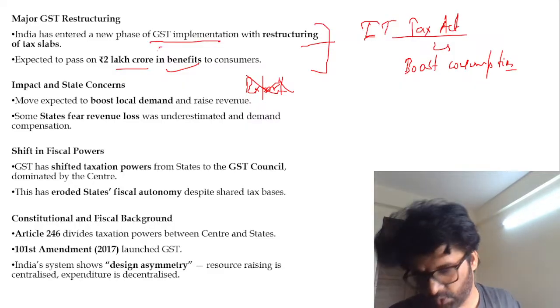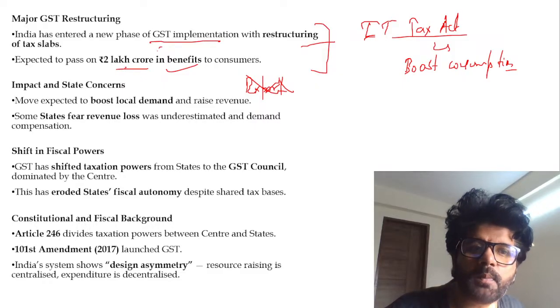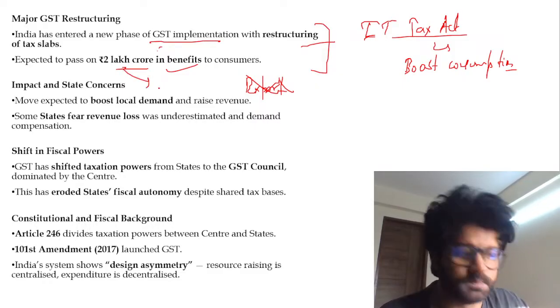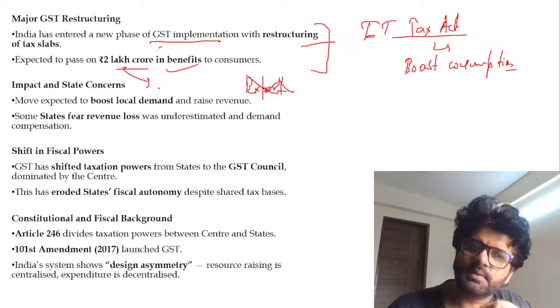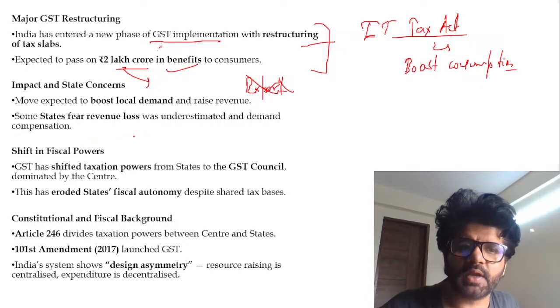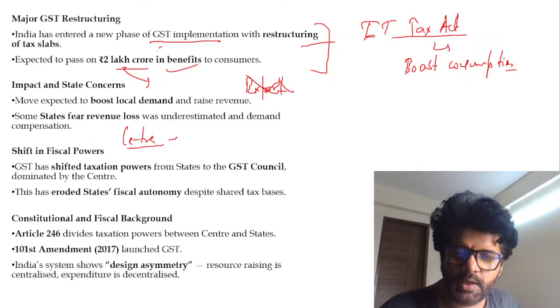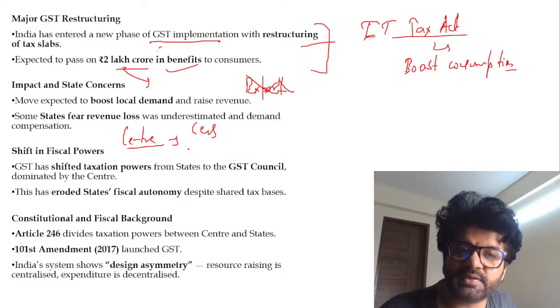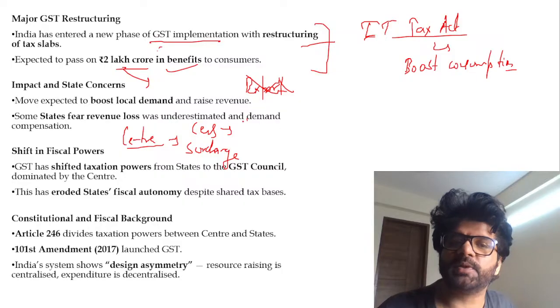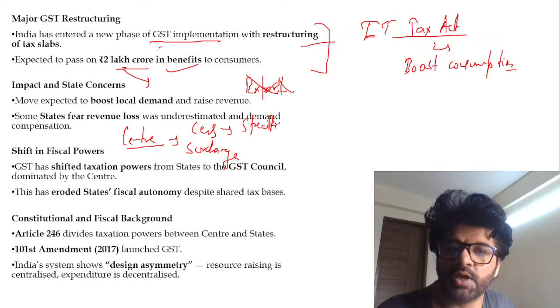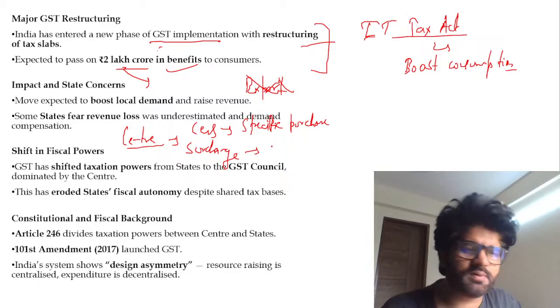Hashini, Mamta, Iltush, Annie, all of you have given the answer. Now, the problem is this cut will impact whom? Center and states. But states, like the center, have so much taxation power. Even on taxes, they can impose cess and surcharge. What is cess? Cess is imposed for a specific purpose. Education cess, Swachh Bharat cess. And then what is surcharge? Surcharge is tax on tax.